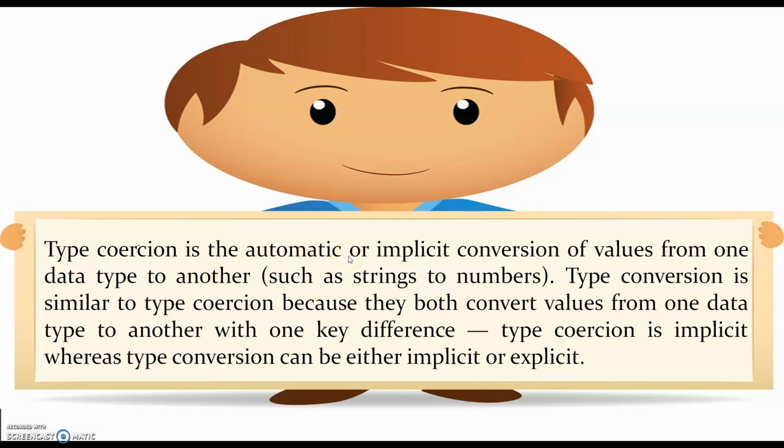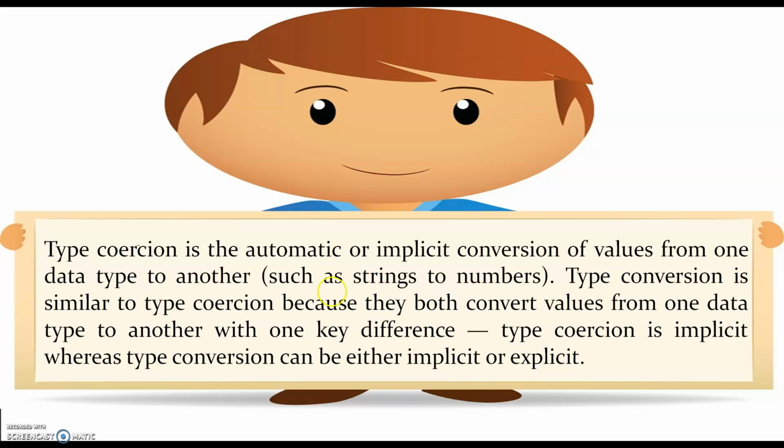The definition itself we have seen: it is the automatic or implicit conversion of values from one data type to another data type. You are not doing it explicitly. Implicitly it happened, and it is driven by JavaScript itself. You do not have any control over it.